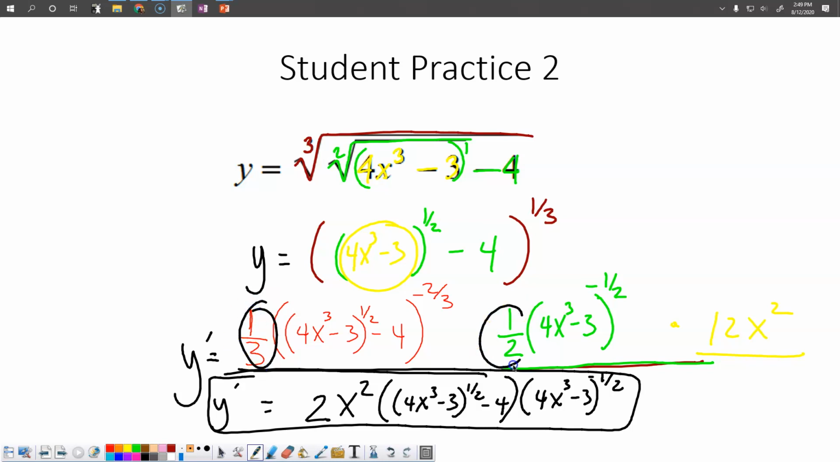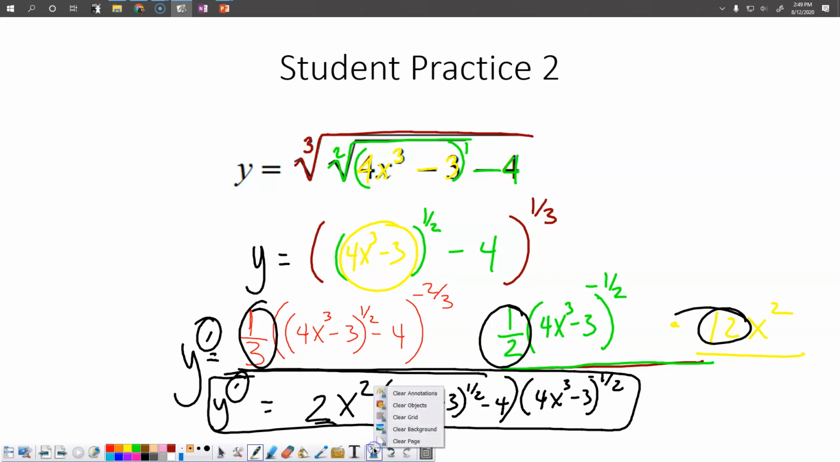1/3 times a half is 1/6. And 1/6 of 12 is 2, and the x squared stays there. I forgot this little prime, by the way, so make sure you include that, because at this point we have taken the derivative, so therefore we need to have that symbol there.